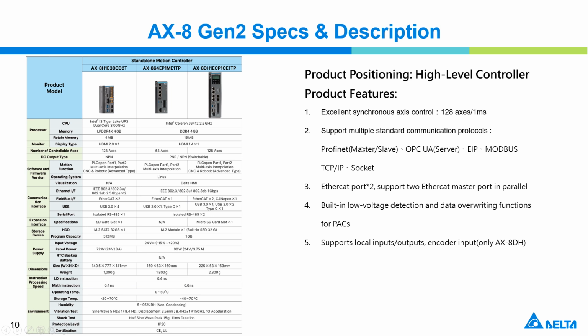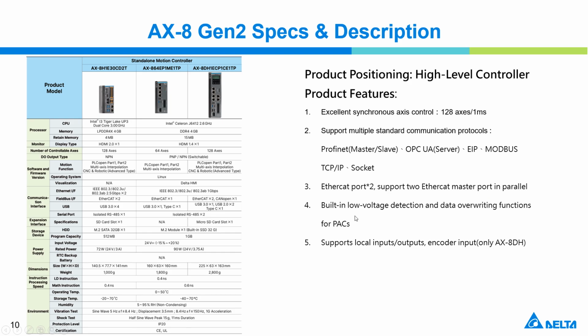Okay, so for the communication protocol, the difference between generation one and two is for the Profinet communication. Currently, generation two can support master and slave, and for the OPC it is the same, just keep it as a server. And for the EtherCAT port, this module can support two EtherCAT ports and two EtherCAT master ports in parallel.